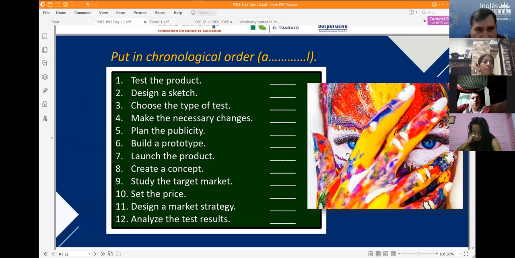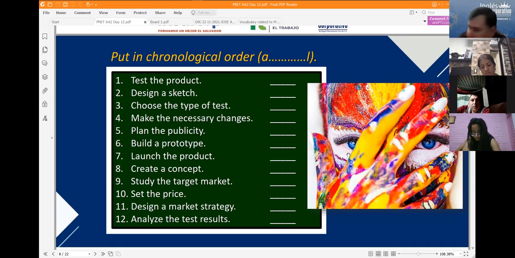We have placed the product, design a sketch, choose a type of test, make the necessary changes, plan the publicity, build a prototype, launch the product, create a concept, study the market, set a price, design a market strategy, analyze the test results. There is more than one order. So you decide how you organize it.